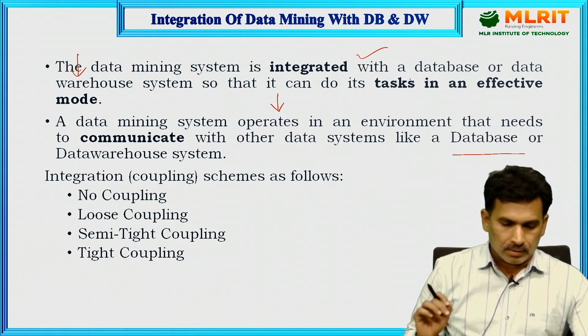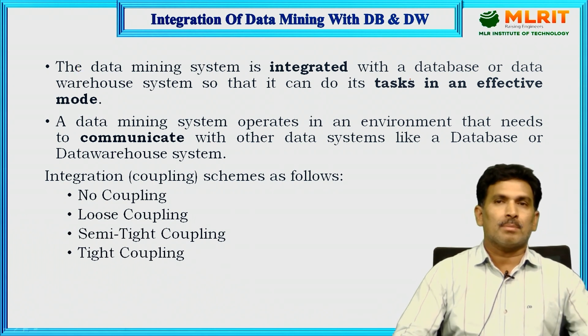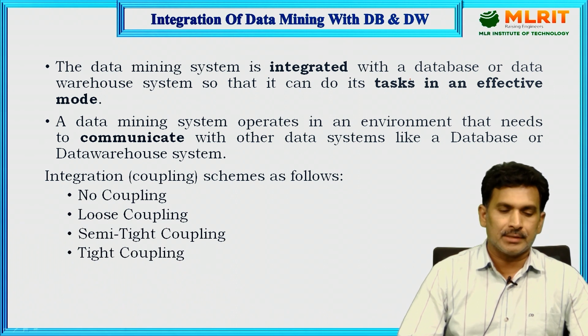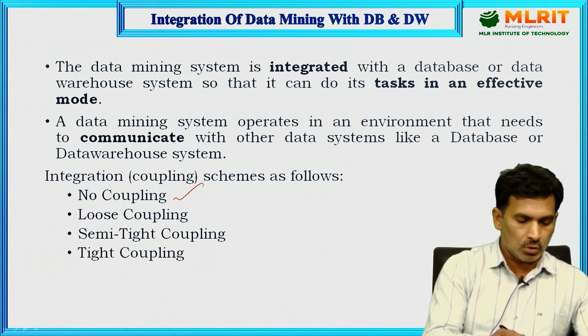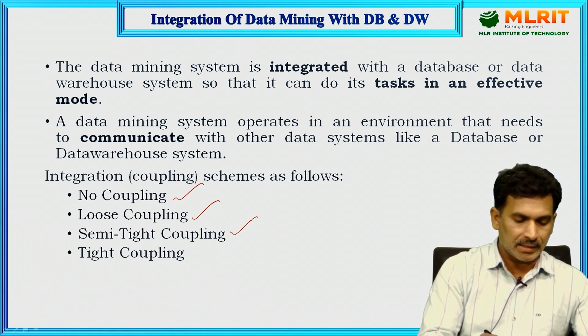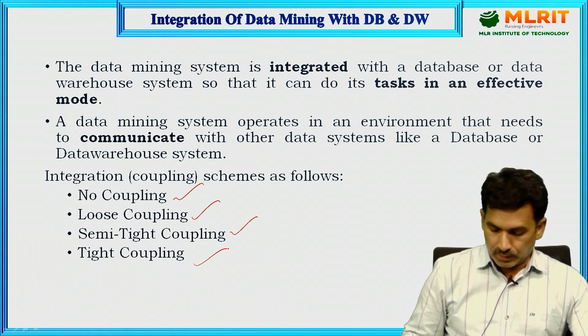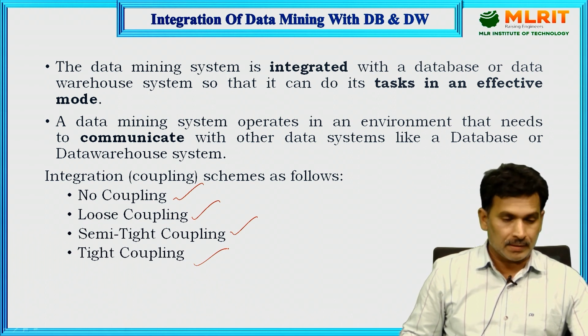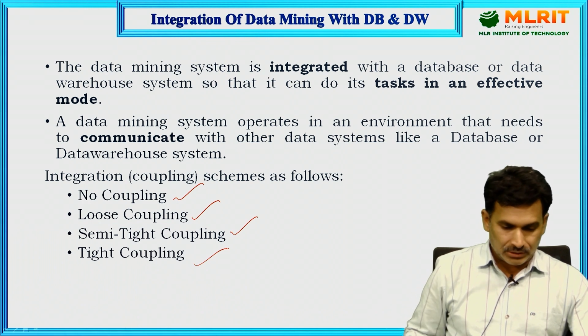So here we are going to discuss the four data integration or coupling schemes, that is, to integrate the data mining system with the database and the data warehouse. Those are no coupling, loose coupling, semi-tight coupling, and tight coupling. Let us see one by one what the purpose is, and what the advantages and disadvantages are with these integration or coupling schemes.